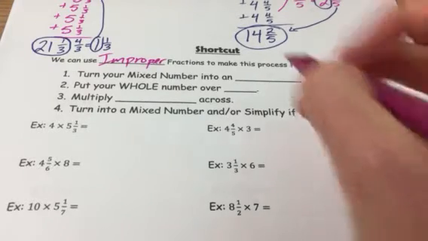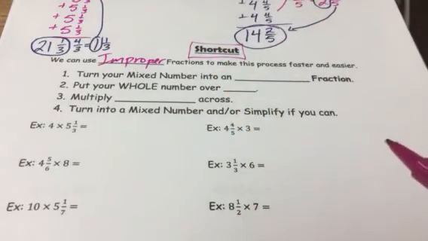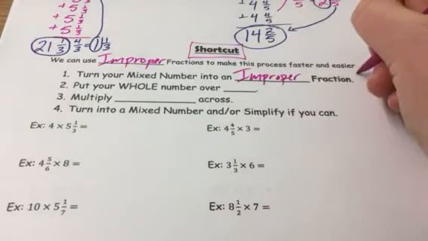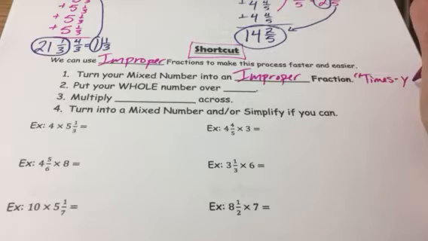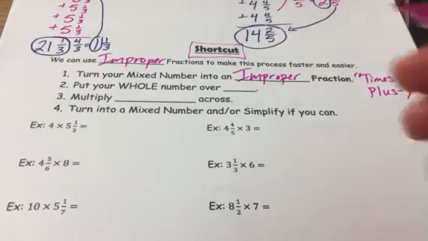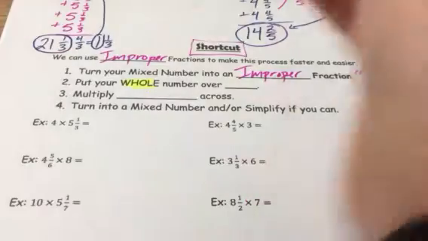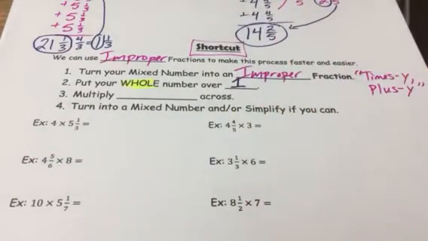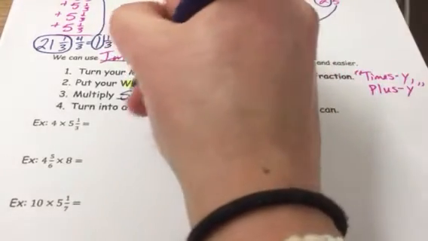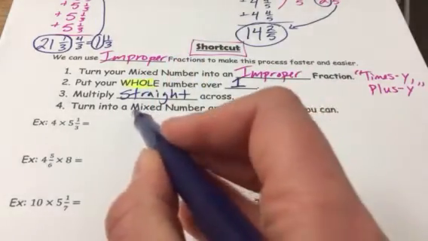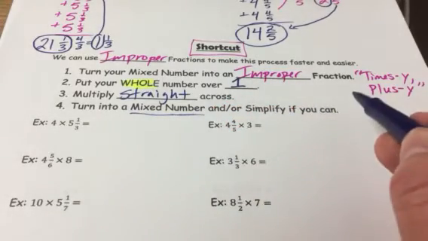So the first thing we're going to do with this shortcut is that we are going to turn our mixed number into an improper fraction first, using our timesy plusy skills. Okay? Once we have it as an improper fraction, we're going to put our whole number over 1. So that way our problem is set up so that we can then multiply straight across. At the end, turn your answer into a mixed number and simplify if you can.